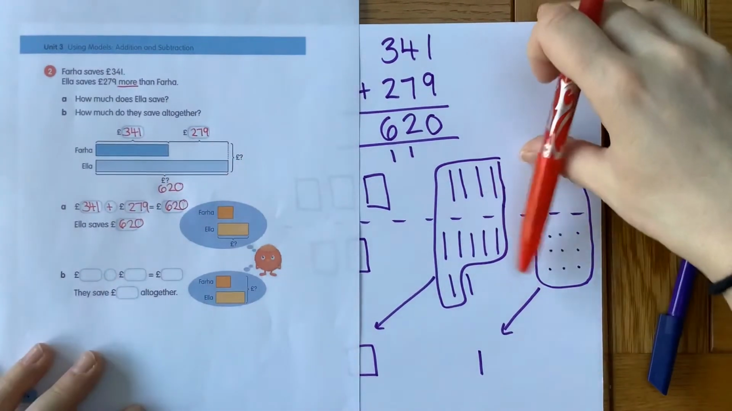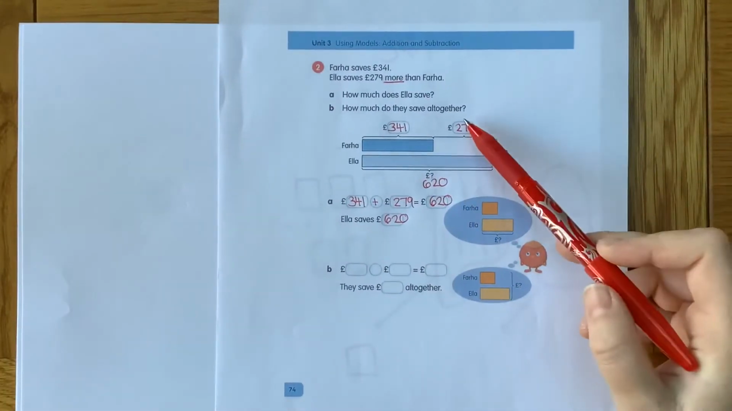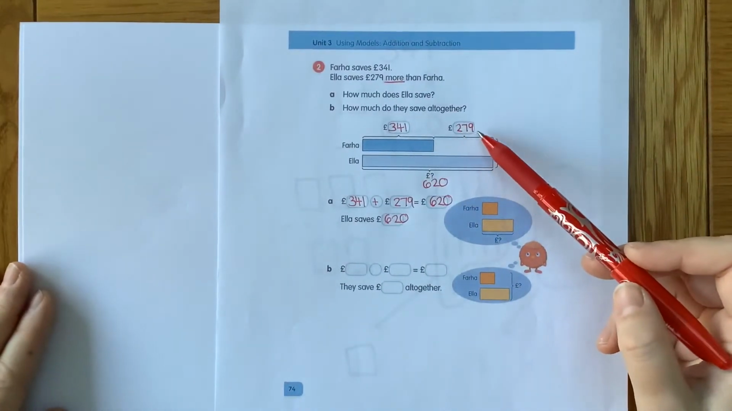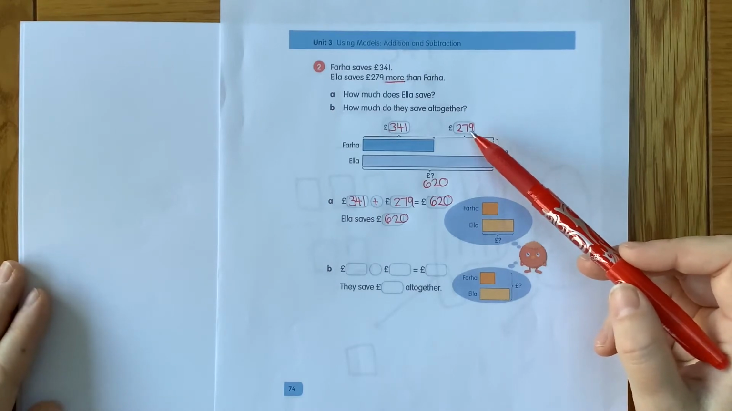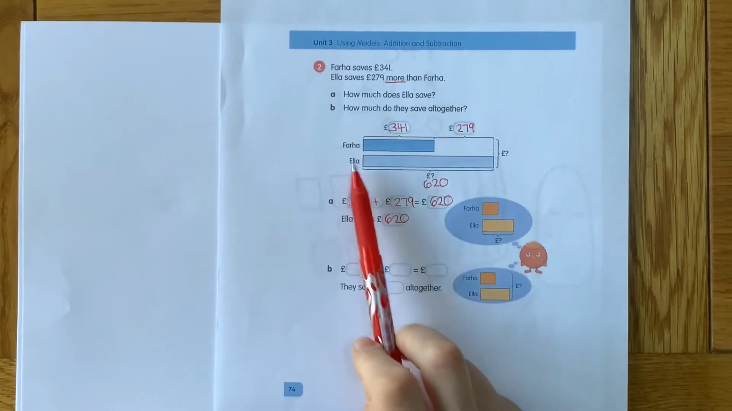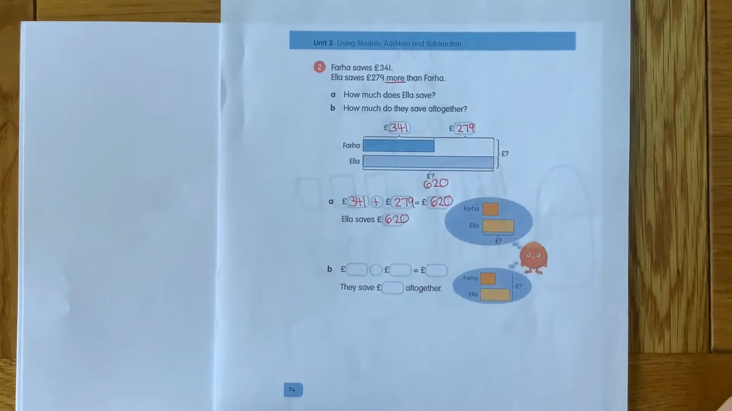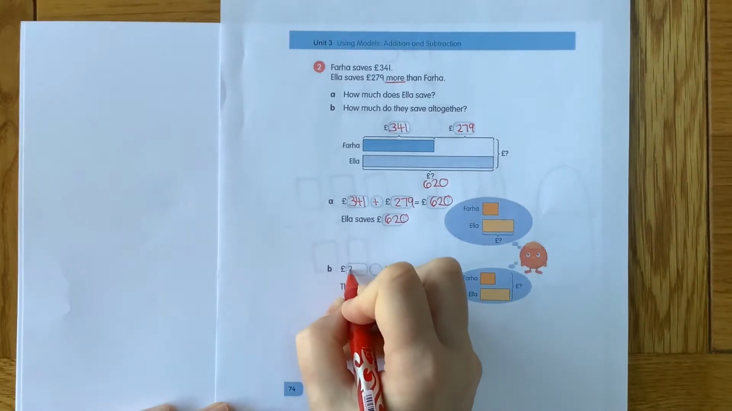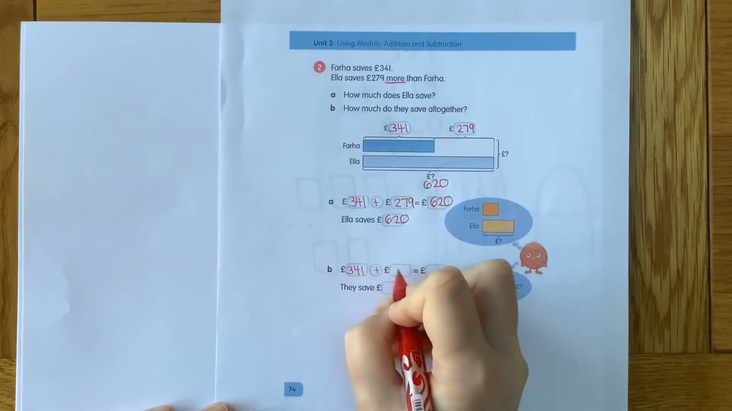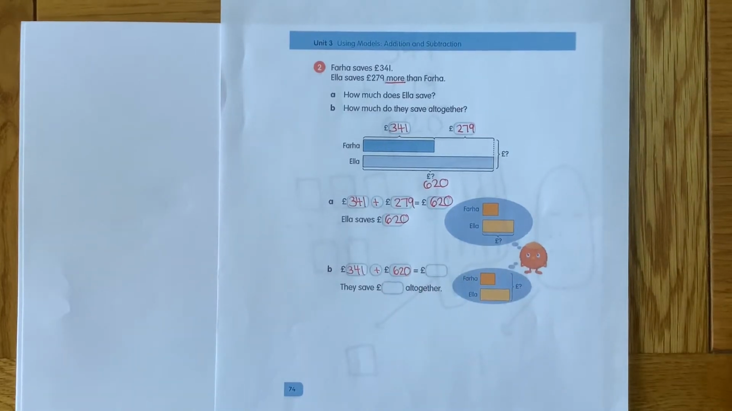Okay, part B then, let's have a look. So it says, how much do they save all together? Now we can do this because we know how much Ella saved. So if we know that Farah saved £341 and Ella saved £620, we can work out the total by adding them together. So we need to do 341 add 620. Could you pause the video and solve that calculation for me?